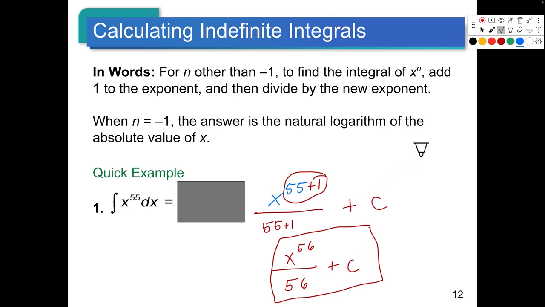So if I took the derivative of x to the 56 over 56 plus a constant, what would I do? Taking the derivative, I would bring the exponent down, so that's going to give me 56. 56 divided by 56 cancels. I would subtract 1, so I would have x to the 55, and the derivative of any constant is 0, so that's plus 0. Oh, good, I got back to where I started.